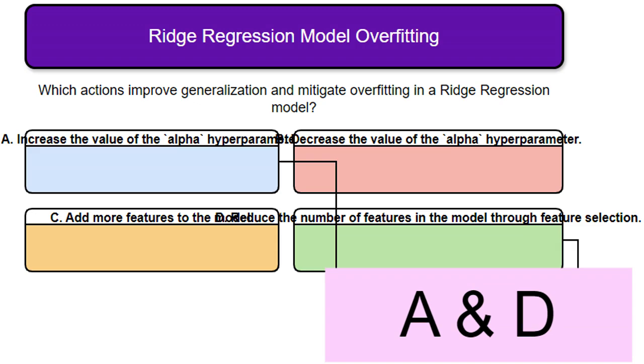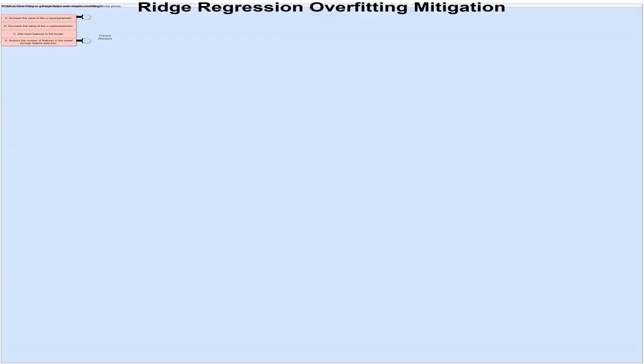Remember this combination? I'm tackling a problem about how to make a ridge regression model better at predicting house prices. The model is currently overfitting, meaning it's too closely tied to the training data and won't generalize well to new houses. We need to improve its ability to predict accurately on unseen data.